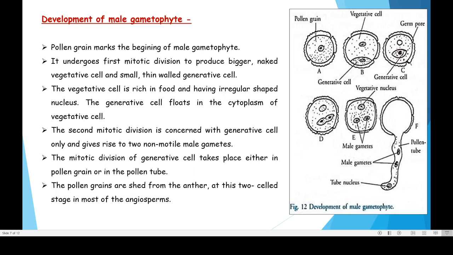Earlier I told you about the mitotic division of a generative cell. Sometimes this can occur after the germination or after the elongation of pollen tube also. So now we have two male gametes which travel through this pollen tube and try to reach the ovary of a female reproductive part or the female gametophyte.